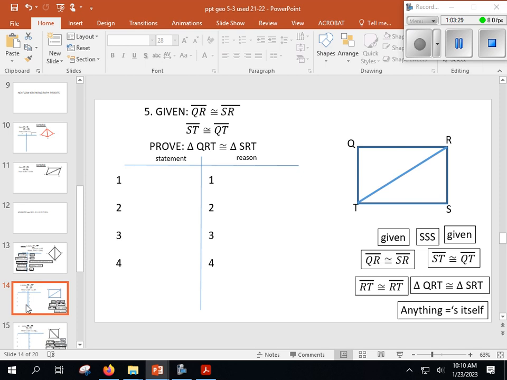So those two are congruent, is that enough? No. What else do we need? TR is congruent to itself, right? Now, is that enough? Yeah, side, side, side. So we should be able to go through. Somebody go up here and drag and drop them. I can do this.